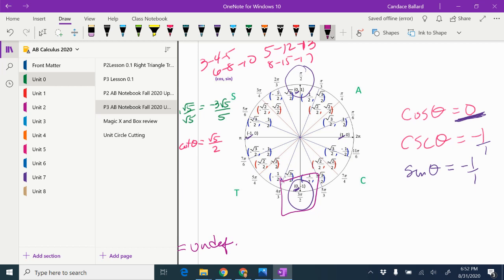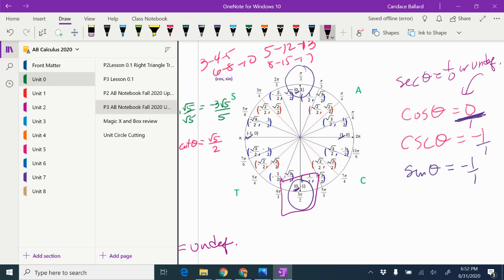When I'm looking for the other 6 trig functions, I just got sine by doing the reciprocal. To get secant, I can do the reciprocal of cosine, which would be 1 over 0, or you have to write that it is undefined because we can't divide by 0.